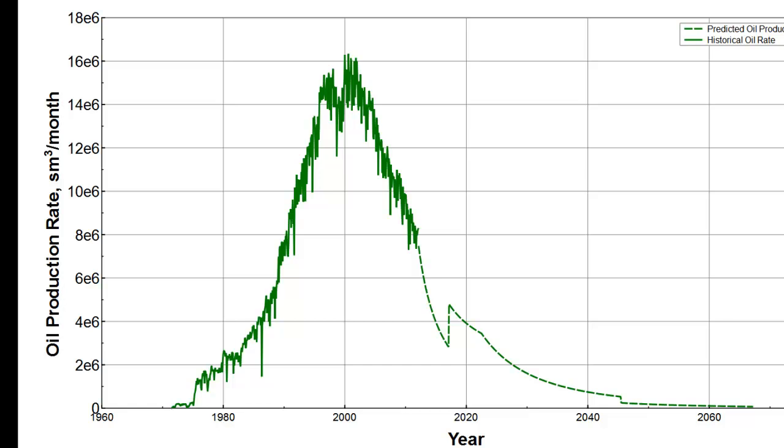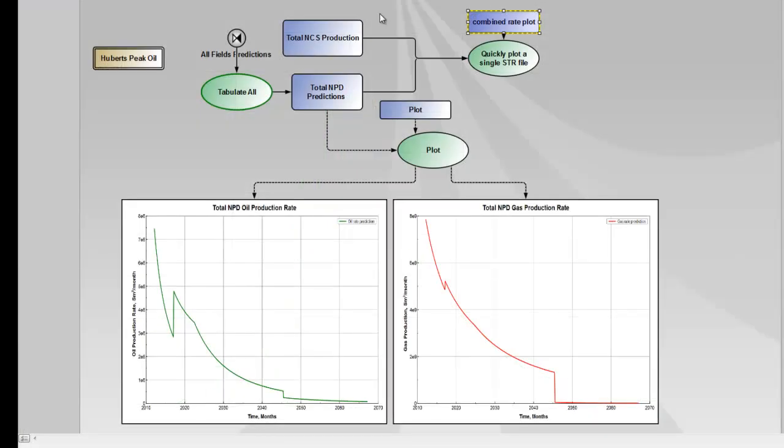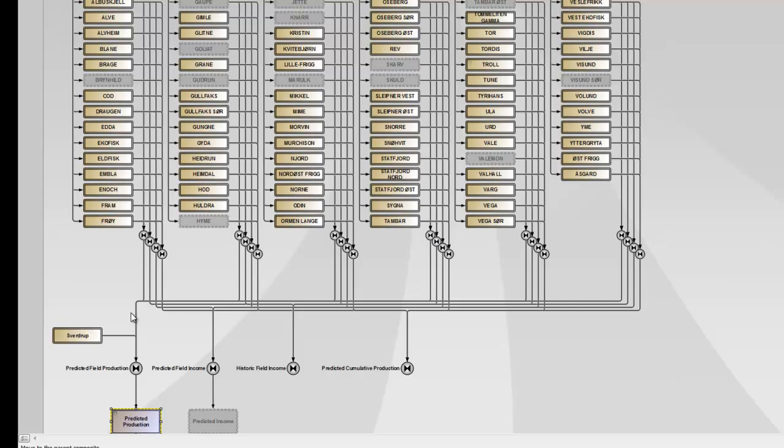Let's investigate how an EOR operation can be modeled. Before we close this plot, we can make a mental note of the current rate of the total NCS predicted production. It is currently predicting an oil production of approximately 7.5 million standard cubic meters per month. As we don't want Sverdrup's oil production influencing our EOR analysis, we'll disconnect it from the project temporarily.